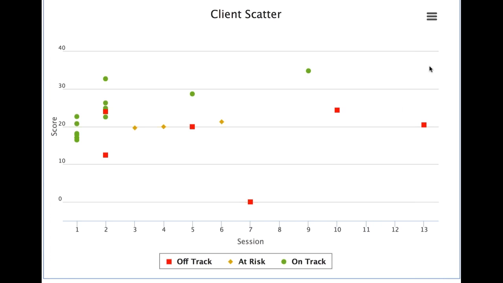And the problem with that is it communicates nothing about the individual case. And so in place of that, you get the scatter plot, which tells you at a given session, are your clients on track or off track? And what we mean by that is their current score at that particular session is predictive of either a positive, negative, or indeterminate outcome. There's no guessing here that needs to be done.